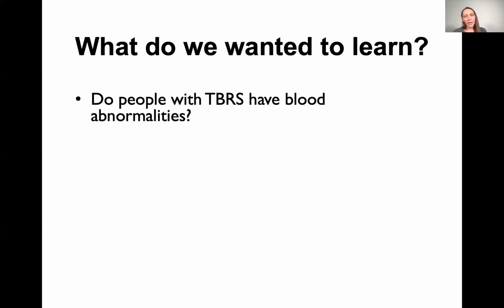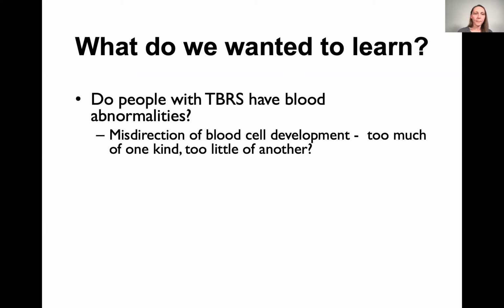So all these things led us to wonder, what impact does DNMT3A mutation have on blood development in individuals with TBRS? So every cell in the body having a DNMT3A mutation, how does that impact blood development in these individuals? Does it misdirect the blood? Do you develop too many of one type of cell, too few of another? Do the cells work properly? So these are the questions we wanted to start answering.